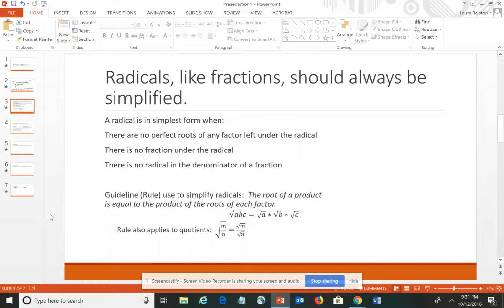Well, how do you know if a radical is in simplest form? There are basically 3 conditions. 1, there are no perfect roots of any factor left under the radical. 2, there's no fraction under the radical. 3, there's no radical in the denominator of a fraction. And the guideline in algebra that allows us to do this is that the root of a product is equal to the product of the roots. If you have a multiplication problem under the radical, this is telling us that we can break it apart into individual pieces. It's also true that you can do that with quotients or fractions as well.